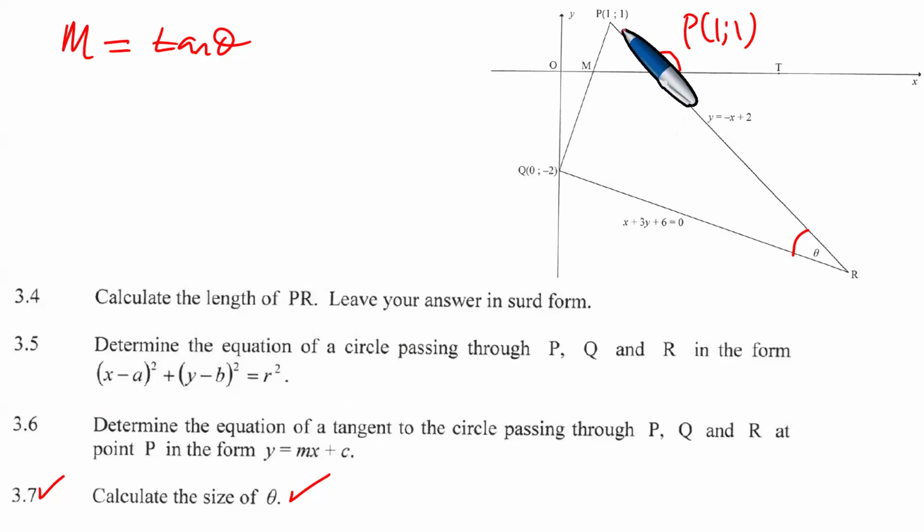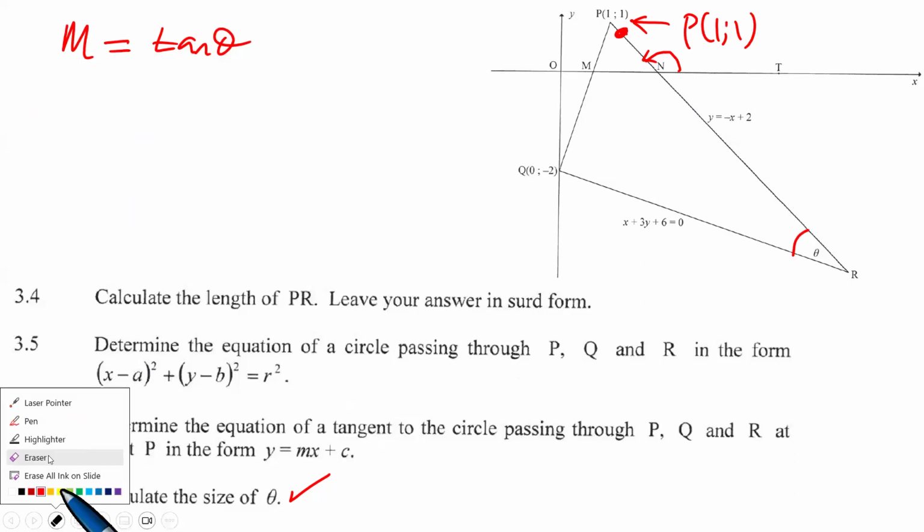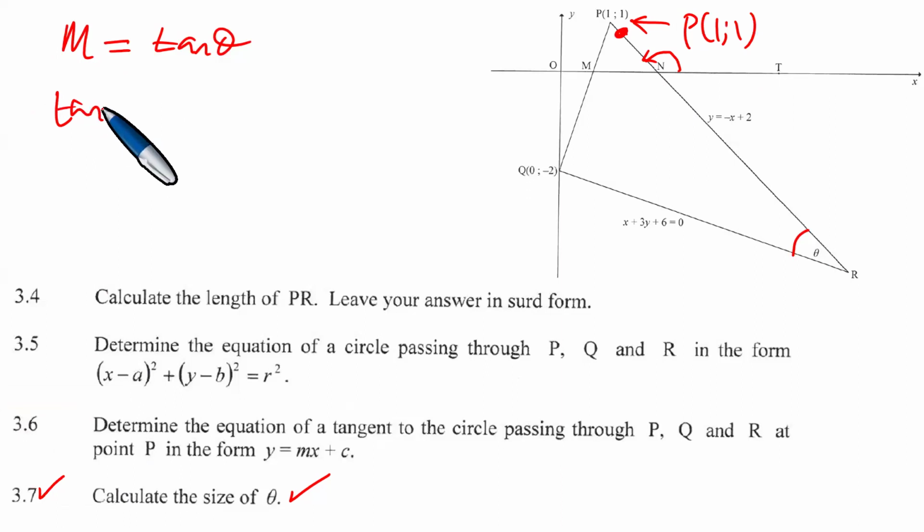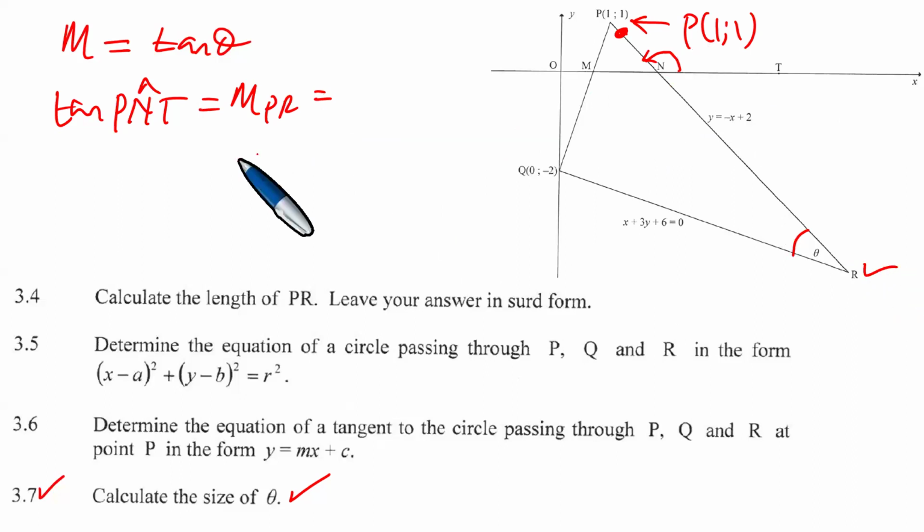Now this is the point P up there. So now you can find the angle P and T. So we can find the gradients, or rather the tangent. Let's find the tangent of the angle P and T, this one. The formula we use to find angles in analytical geometry is the tangent formula. By P and T, you want to find this angle. The tangent of P and T is the gradient of PR, because this is one line, so it will be the same as the gradient of the line PR. And the gradient is minus one.